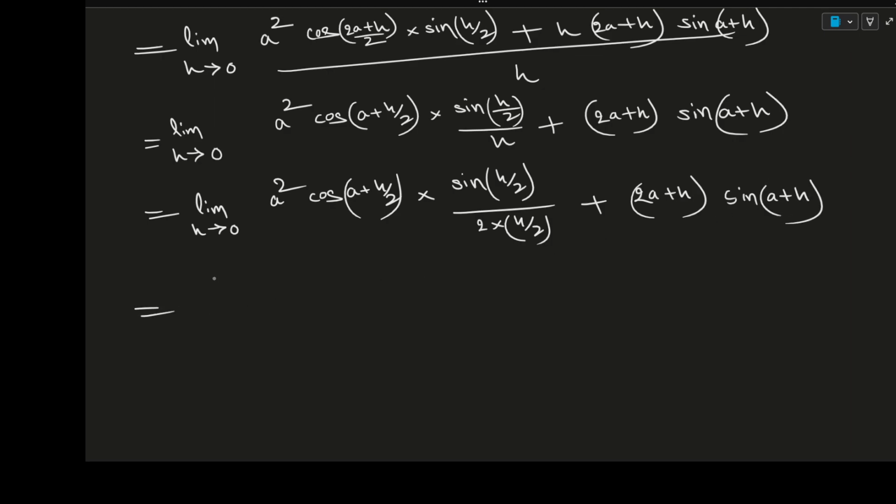Okay, now applying the limit, then the limit of this expression will be 1. Then I will end up with a square by 2 cos a plus 2a into sin a.